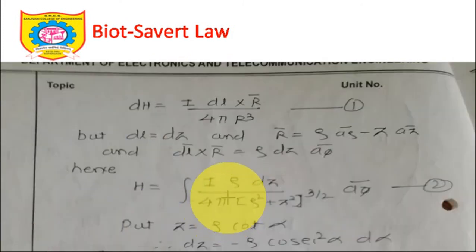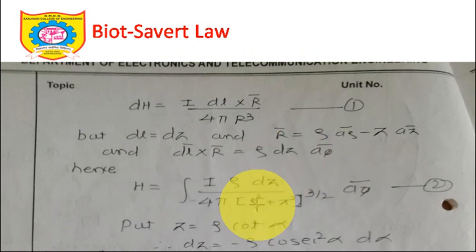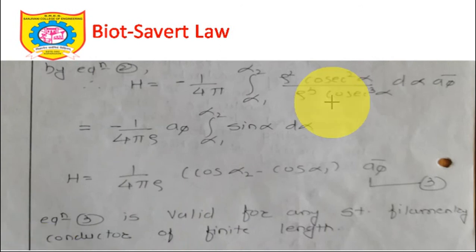We can take it outside the sign of this integration. What other thing can we take? Even this I we can take. So this is I, this is not 1. So this is I upon 4 pi, alpha 1 to alpha 2, rho square cosec square alpha. And if I put it here, I need to put z equal to rho cot alpha. So rho square plus rho square cot square alpha raised to 3 by 2. We can take that rho square raised to 3 by 2, it will come rho cube, and 1 plus cot square alpha is what? Cosec square alpha. So rho square cosec square alpha divided by rho cube cosec cube alpha d alpha.